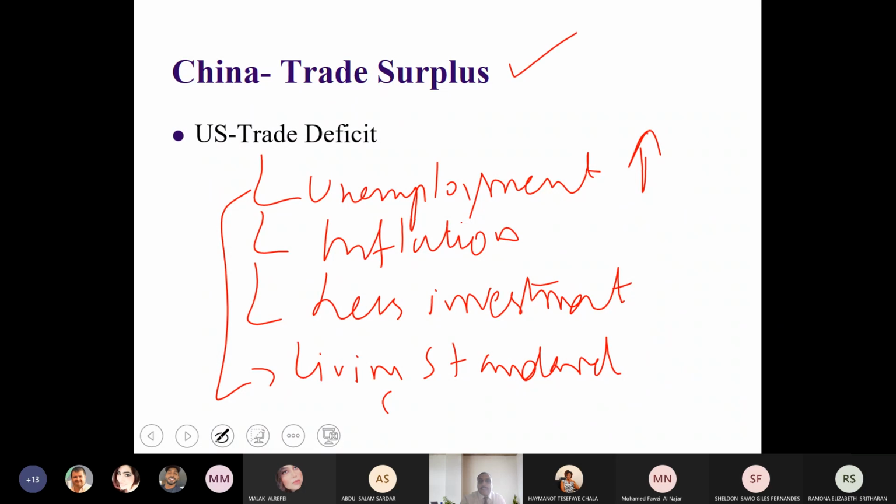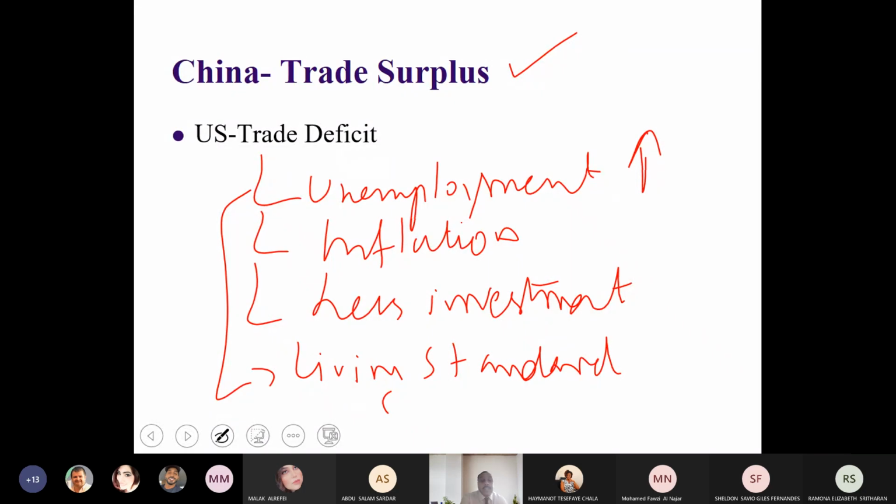You are enjoying everything. You have less unemployment. You have less inflation. You have more investment. And the standard of living in China is rising every day. But we are not having this. So let's sit at the table and resolve this issue. So the point is, this is how important it is for an economy and for the businesses as well.